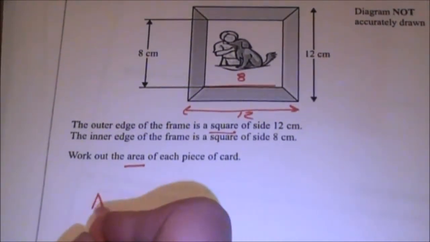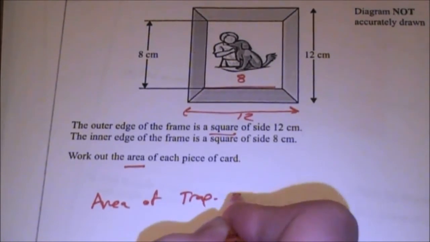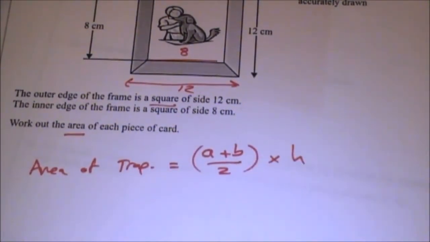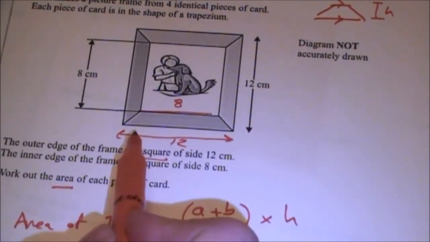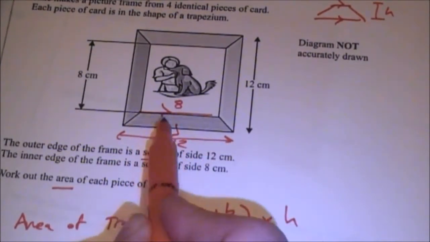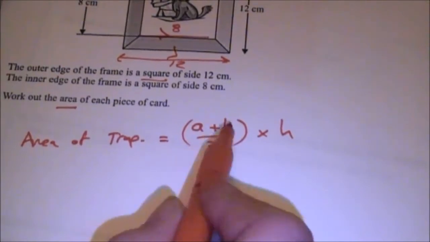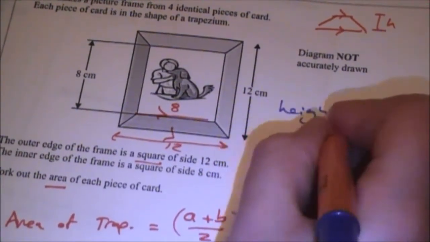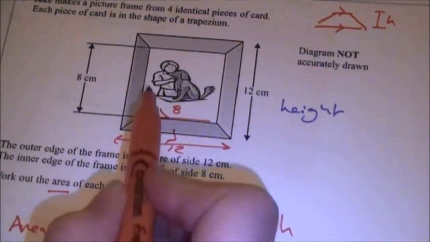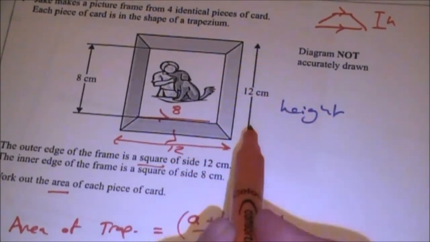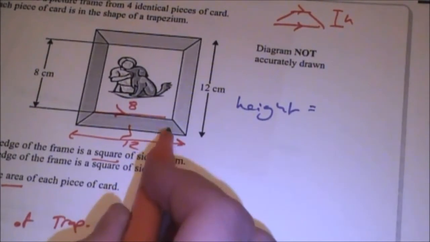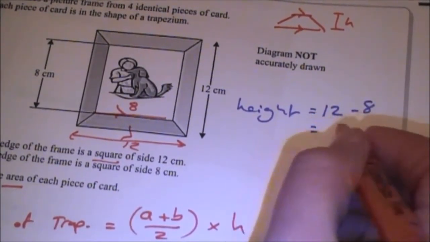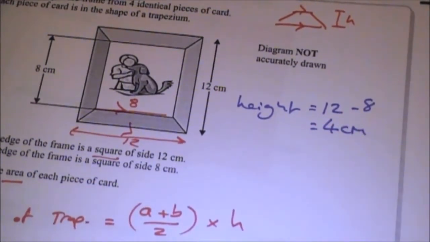Now, I know the area of a trapezium is the 2 parallel sides added together and divided by 2, multiplied by the perpendicular height. So let's have a look. Let's take this trapezium here. I know I've got these 2 parallel sides. That's 12, that's 8. So I've got the 2 parallel sides I need there. However, I do not have a perpendicular height. In order to find that, I need to consider the difference between the inside frame, which is 8 centimetres, and the outside, which is 12. So the height of the trapezium is going to be the 12 centimetres of the full frame, take away the 8 centimetres of the inside frame, and that leaves us with 4 centimetres.